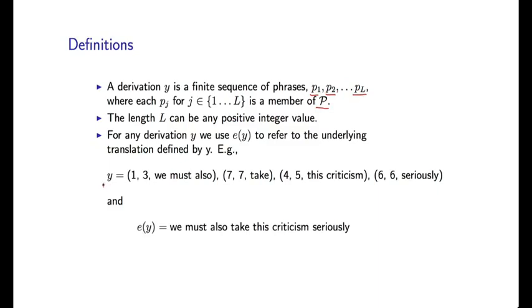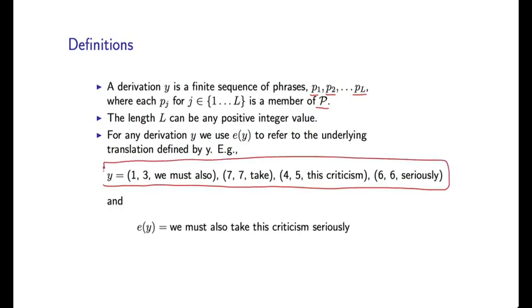So here's one example derivation. This is saying, to translate the example that I just showed you, we can choose firstly a phrase which says that we translate words 1 through 3 as we must also. Next a phrase translating words 7 through 7 inclusive as take. Then we have 4, 5 as this criticism, and 6, 6 as seriously. So a derivation is just going to be a sequence of phrases. And these phrases are going to define a translation in the obvious way.